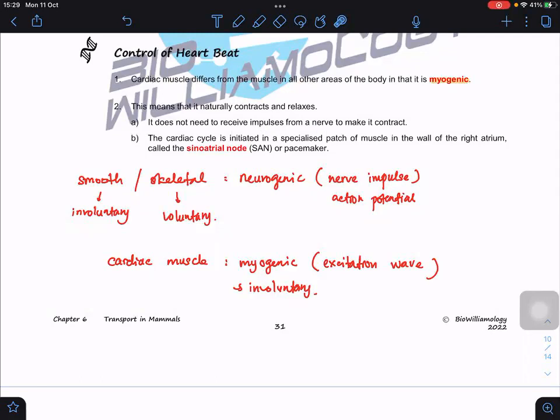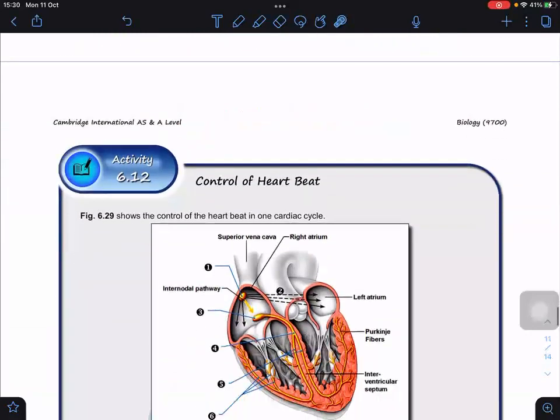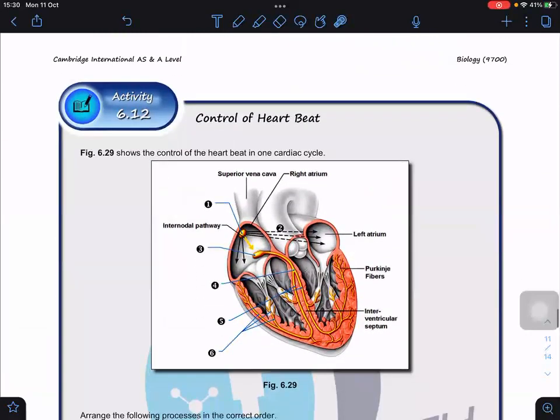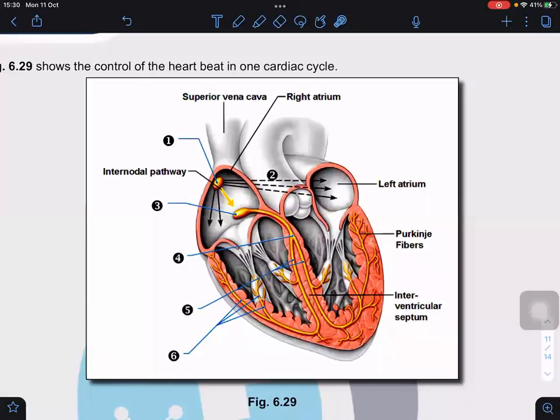So the cardiac cycle is initiated by a special patch of muscle cells at the right atrium, known as the sinoatrial node. So the sinoatrial node will act as the pacemaker. They are the ones that start the contraction. Are you clear? So this process, if you look at the diagram here, let me enlarge the diagram. You can see that now. Look at this. This part is our right atrium. This is our right ventricle, left atrium, left ventricle.